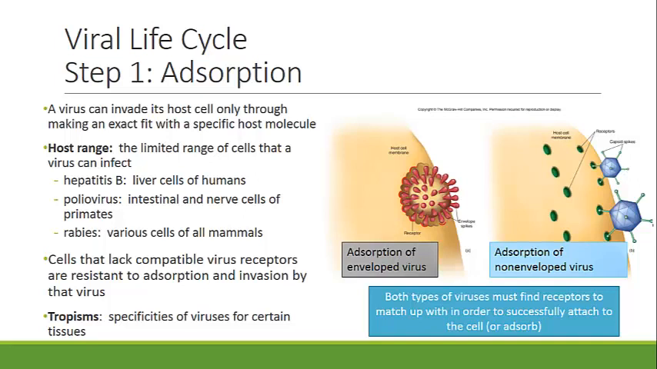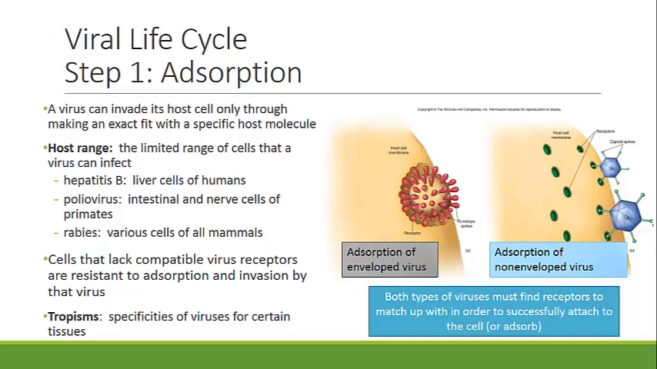And so if you see in the figures there, we have an enveloped virus that has these spikes all over it. We've got a non-enveloped virus that has these capsid spikes on it, and they're binding with these receptors that are on the host cell. You can see they have a specific shape, and the viruses are fitting into there. Both enveloped and non-enveloped viruses must find receptors to match up with in order to successfully attach to the cell or adsorb. That's another way we can say attach.